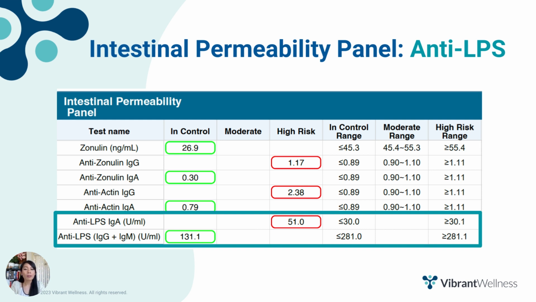But when that barrier is impaired, LPS will gain access to the circulatory system, and only with intestinal permeability will LPS enter that bloodstream and then cause our body to make LPS antibodies that can then lead to things like endotoxemia.